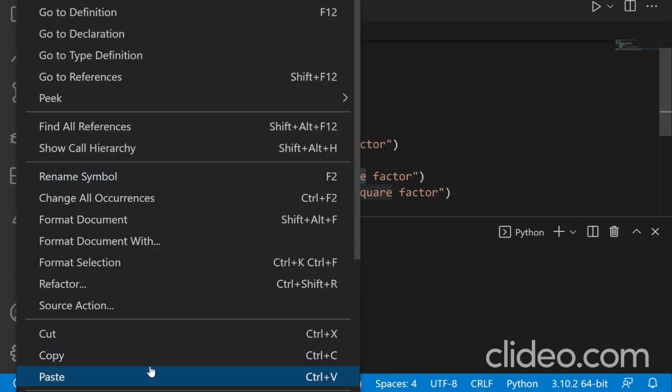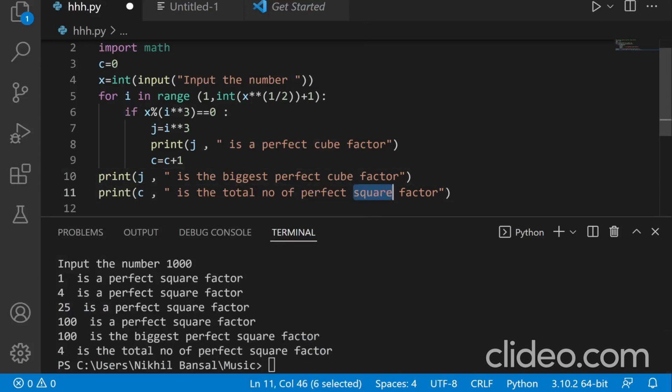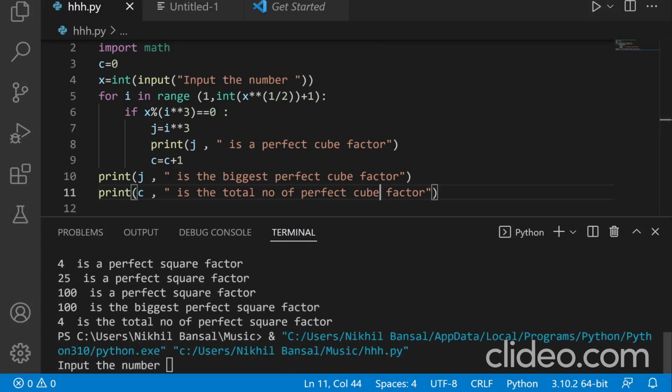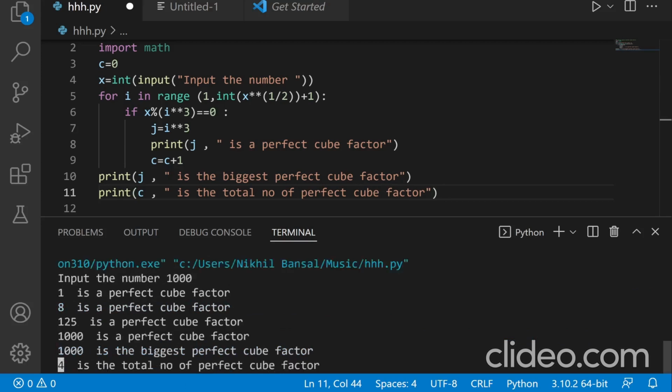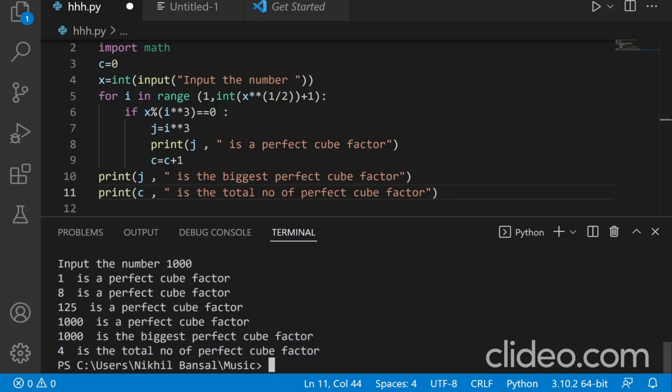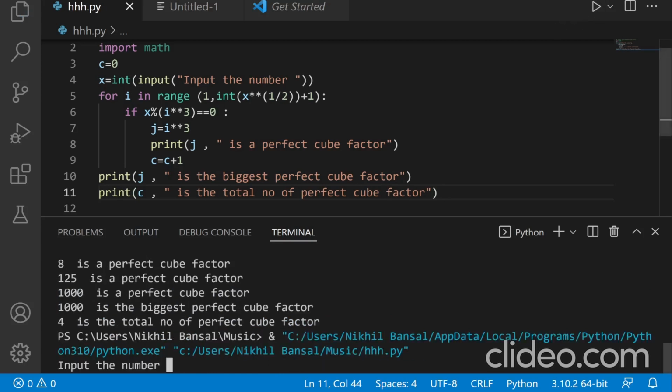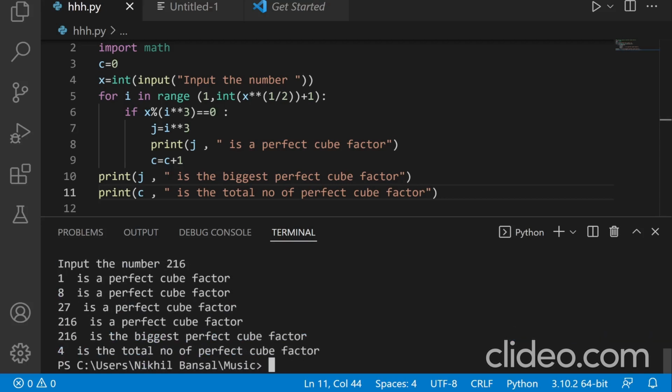Correct. So let's try to run this. Input the number 1000. Correct. Let's do it one more time with another perfect cube that I know, 216. Yes. So that's it, guys. So this will give me the result for perfect cube.